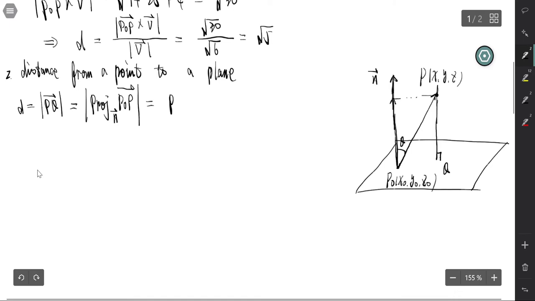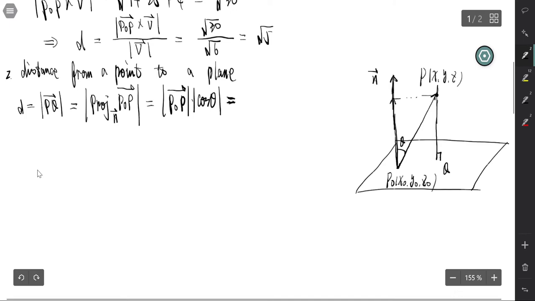That is the length of P naught P times cosine theta. This should be an absolute value because the length can never be negative. And this is from the definition of the cosine theta, or from the dot product.